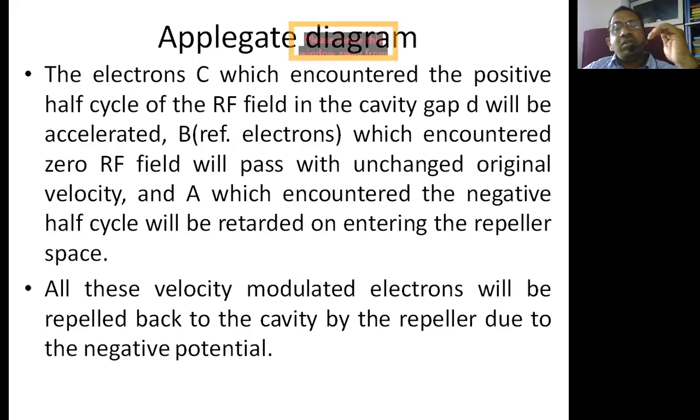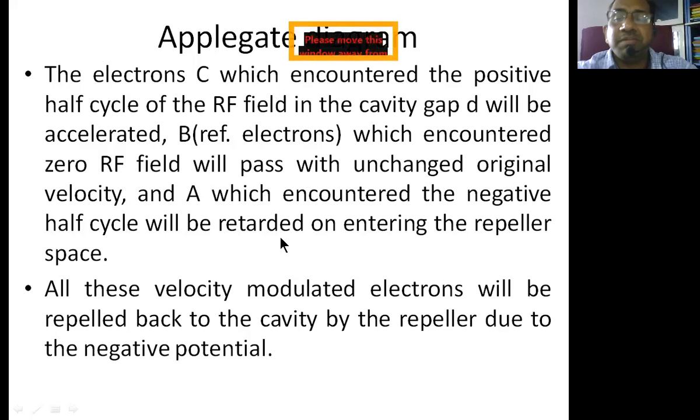So as it is the positive half cycle of the signal, we can say that the force on the electron at C is going to be more positive than on the electrons at point A. That is what we mean to say. Therefore the acceleration force of electrons at C is more than the acceleration force of the electrons at A. So therefore the C electrons are going to be faster than the A electrons.